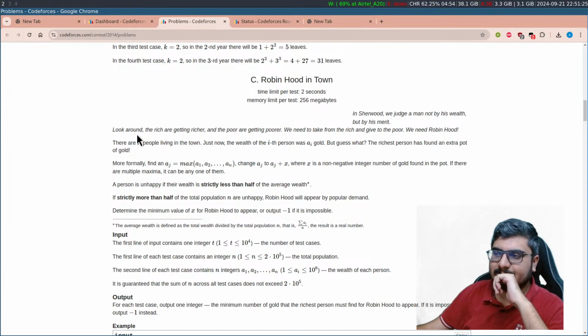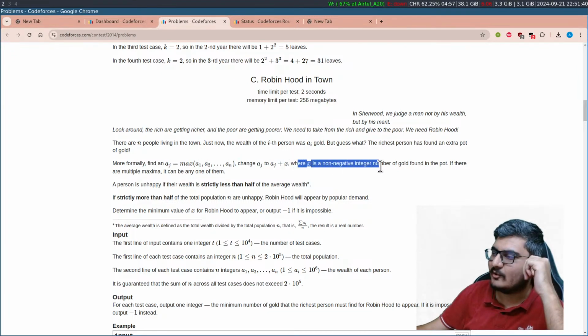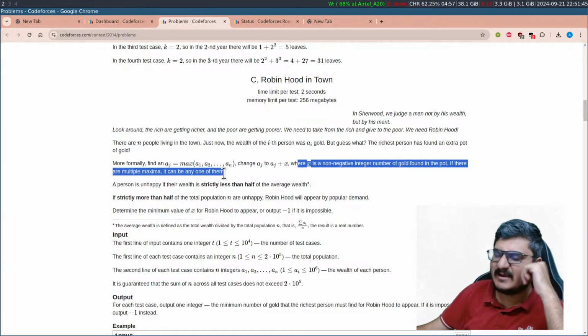Moving on to problem C. It says there are n people living in the town. Just now the wealth of the ith person is Ai gold. But guess what? The richest person has found an extra pot of gold. More formally, let Aj equal the maximum of A1 to An. Change Aj to Aj plus x, where x is a non-negative number of gold found in the pot. If there are multiple maxima, it can be any one of them.